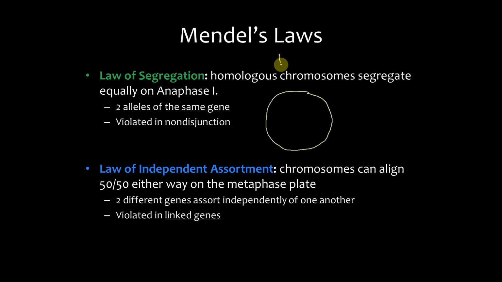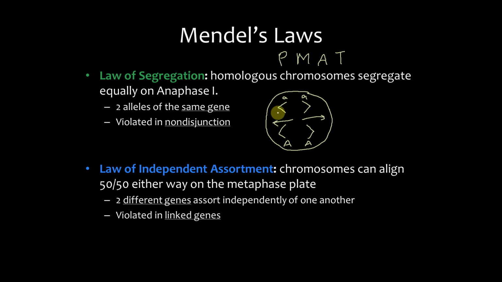Anaphase, remember the order of mitosis: prophase, metaphase, anaphase, telophase. We have sister chromatids segregating after they line up on the metaphase plate. So that just says they're going to segregate equally. Here we're talking about two alleles of the same gene, okay? So let's say this sister chromatid had the little a allele, and this one had the big A allele. So these are segregation of two alleles of the same gene, and it's violated in non-disjunction.